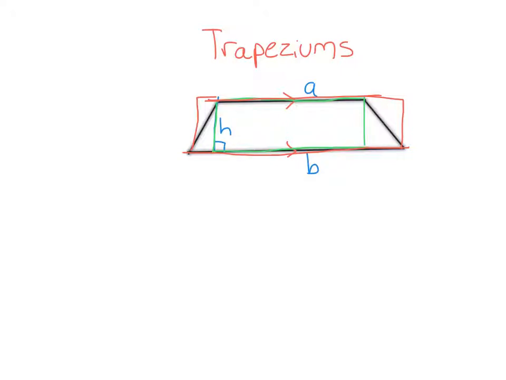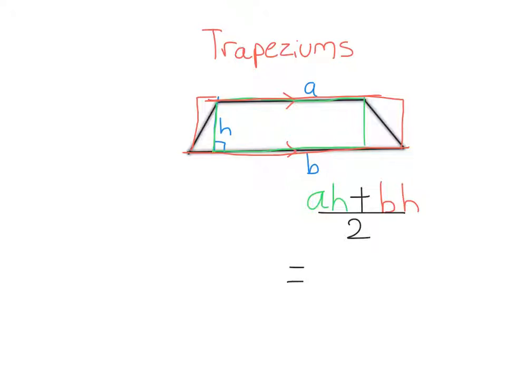So the area of the green rectangle is just A times H, length times width. The area of the red rectangle is length times width again, B times H. So we're going to find the area of the trapezium by finding the number that's halfway between the green area and the red area. So to find a number halfway between two others, you just add them up and divide by 2. Okay, so that is the area of a trapezium.